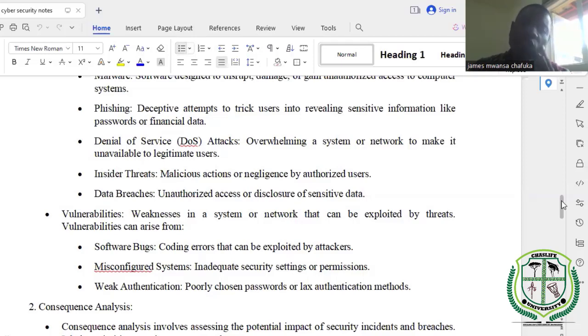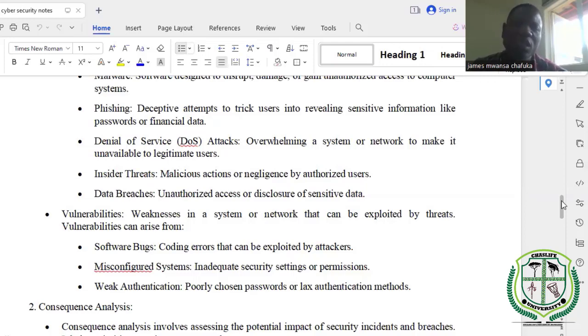Let us also proceed by talking about vulnerability. Vulnerability emphasizes the weakness in a system or network that can be exploited by threats.